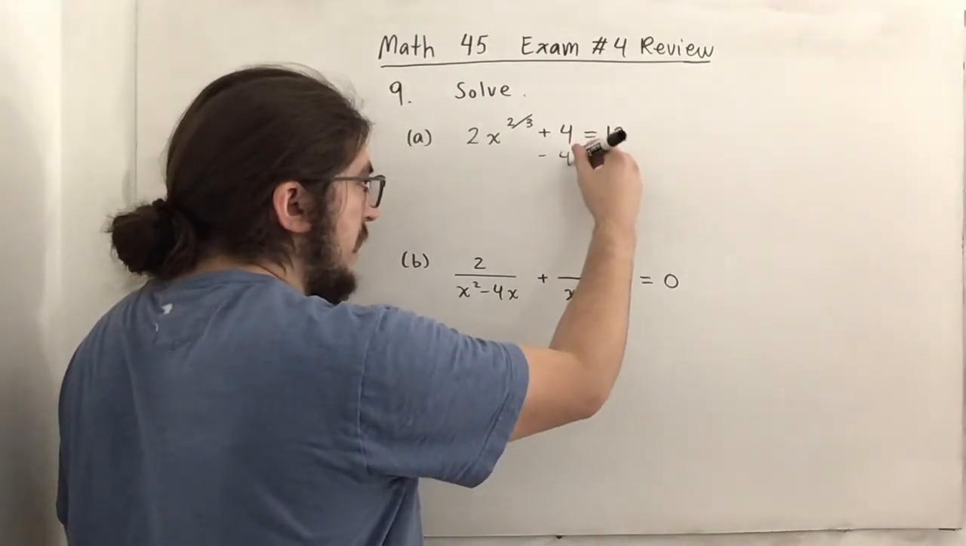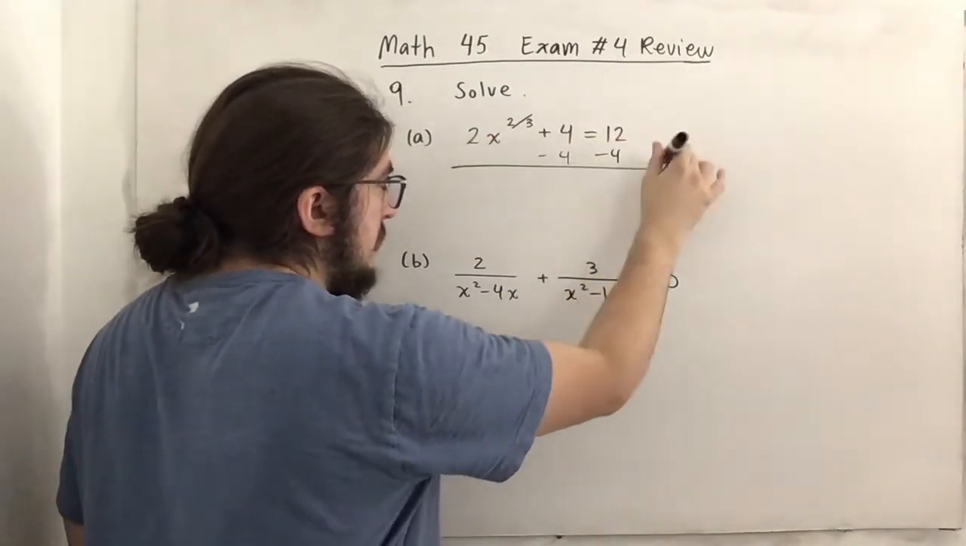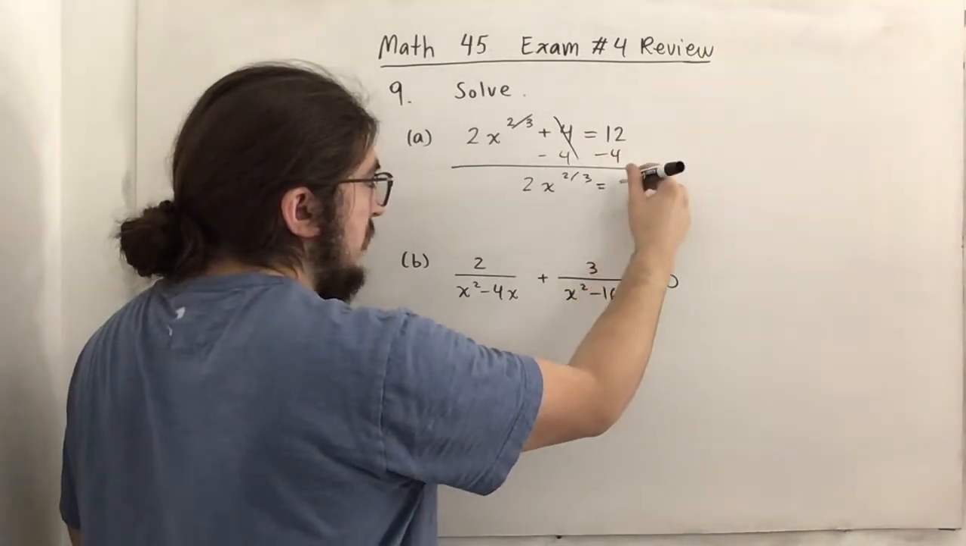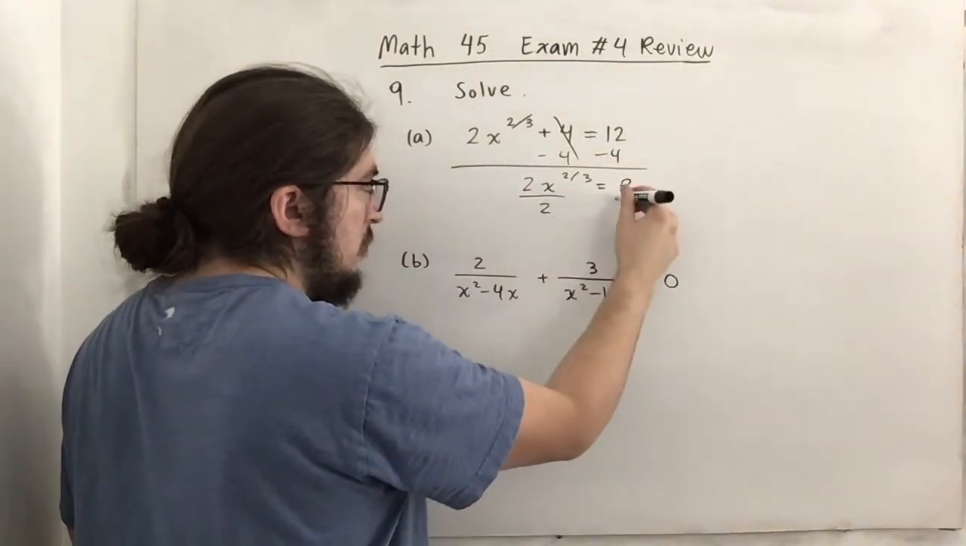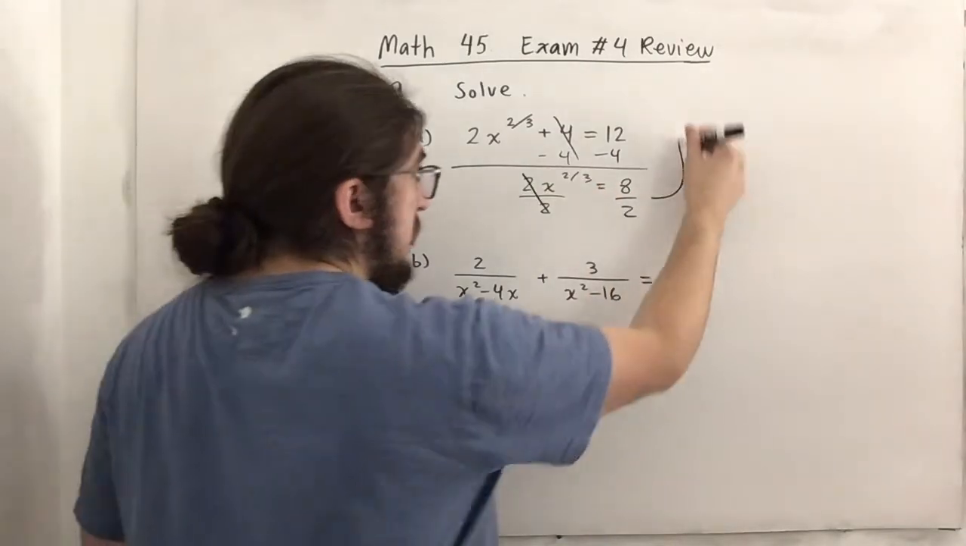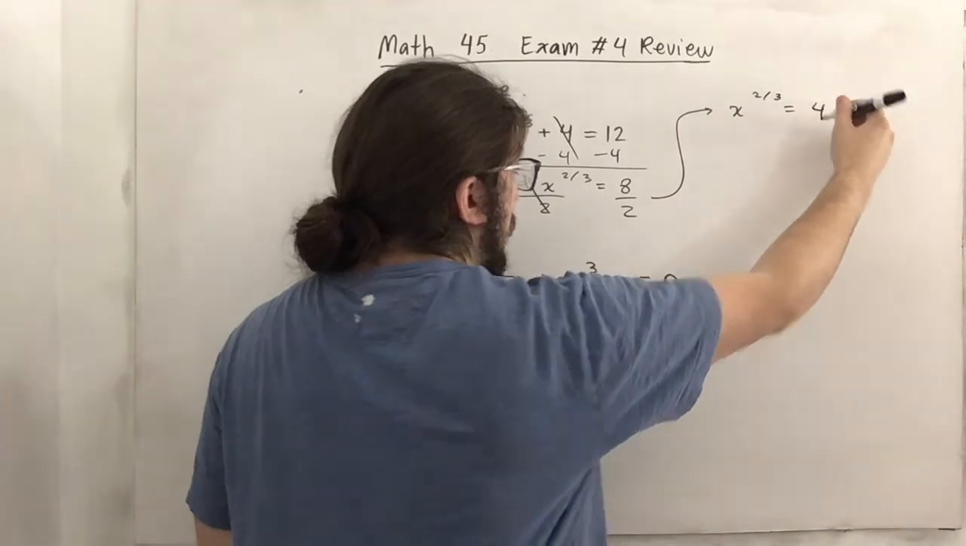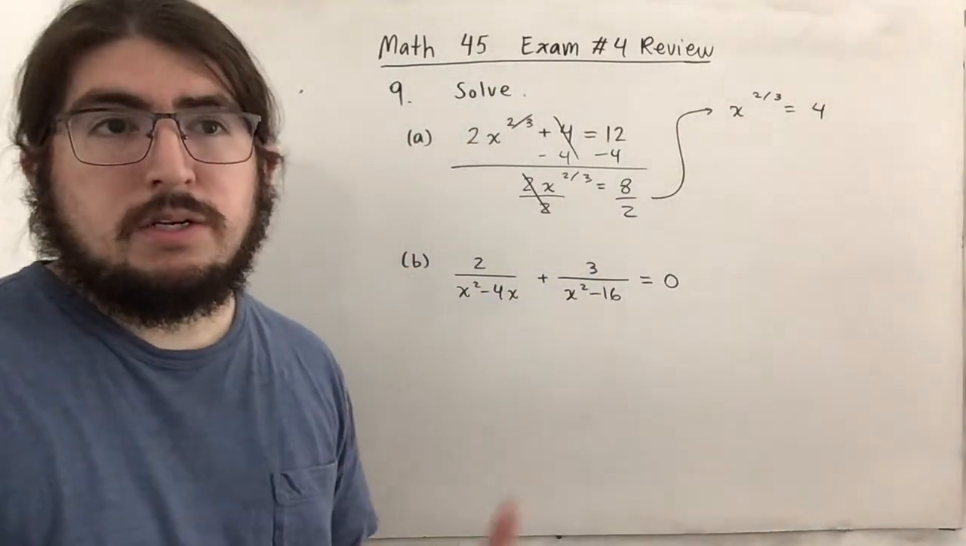I think that should be a pretty obvious step, but let's see. So we get 2x to the 2/3 is equal to 12 minus 4, which is 8, and then dividing by 2 will give you this power of x by itself. So we get x to the 2/3 power is equal to 4. Perfect. Now what do we do?